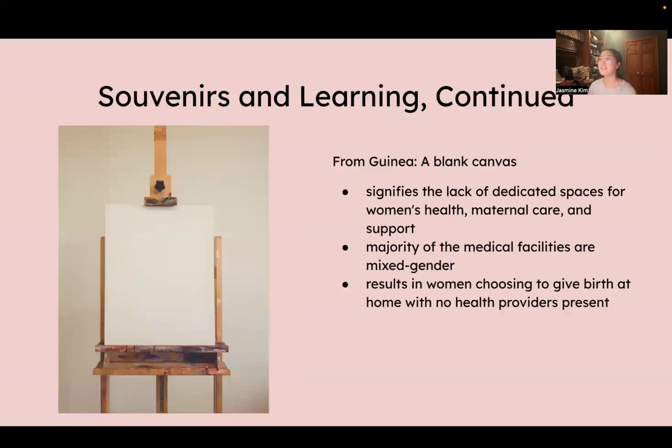Finally, from Guinea, we have a blank canvas. The canvas represents the lack of women's clinics. The majority of the medical facilities are mixed gender, and women feel uncomfortable giving birth in these circumstances. This is why many women in Guinea choose to give birth at home with no healthcare providers.